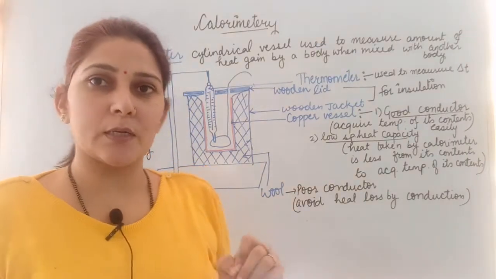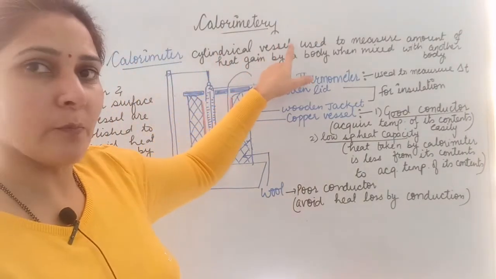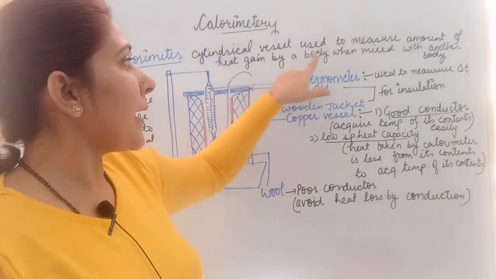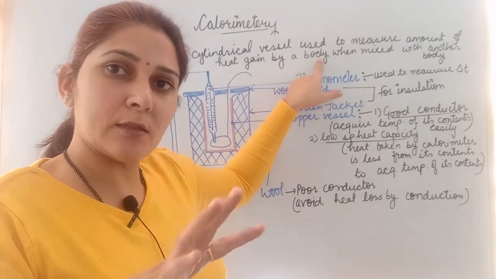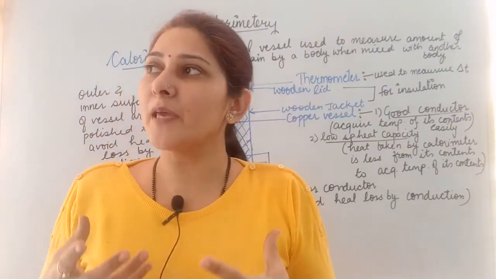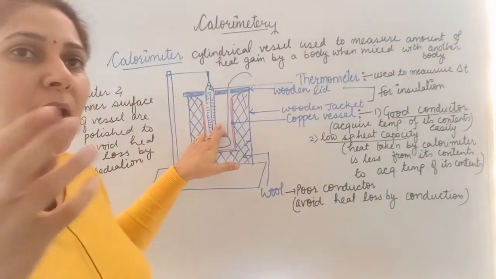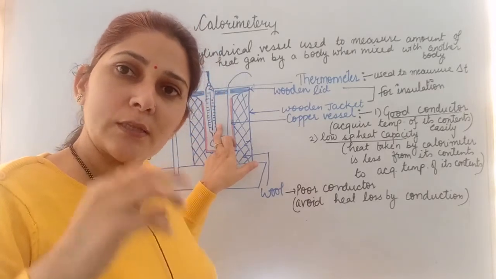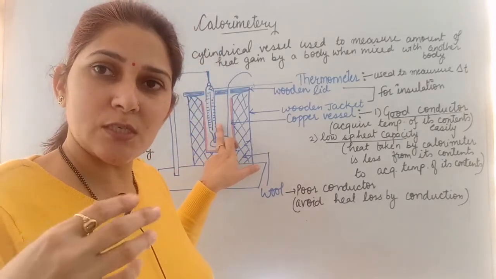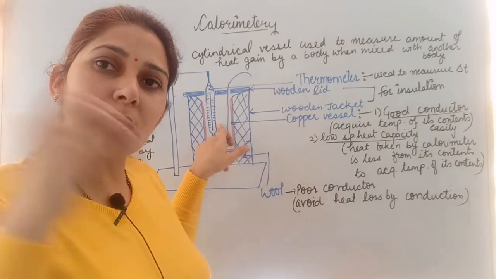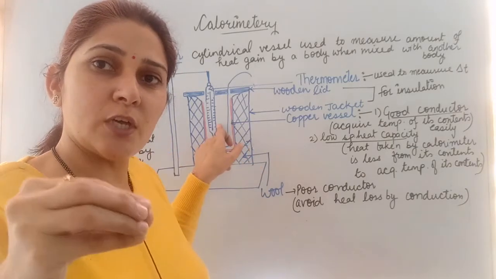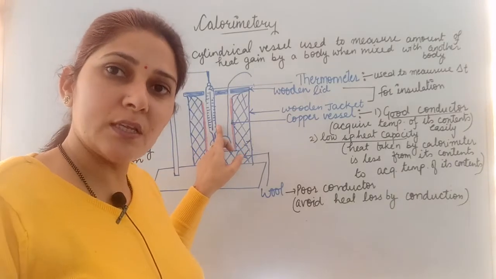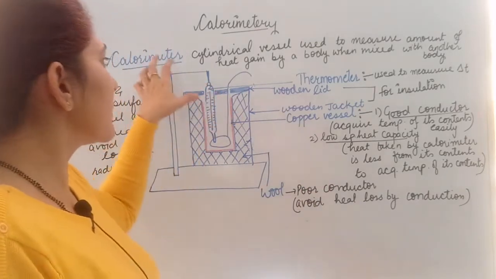Now what is calorimeter? Calorimeter is a cylindrical vessel which is made up of copper that is used to measure the amount of heat gained by a body when it is mixed with another body. Suppose we have cold water in it and we are going to add a piece of ice in it, so definitely the temperature of the water is going to change. Initially maybe the temperature is at 20 degrees and when you add the ice, the temperature of the water is definitely going to change. It reduces to 15, it reduces to 10, or maybe it reduces to 5 degrees. That study we can do with the help of this calorimeter.